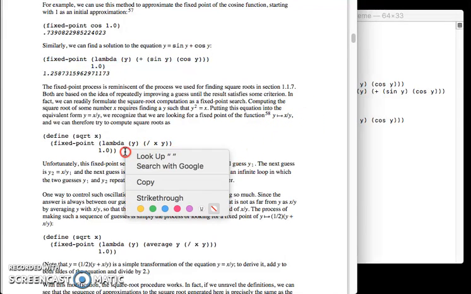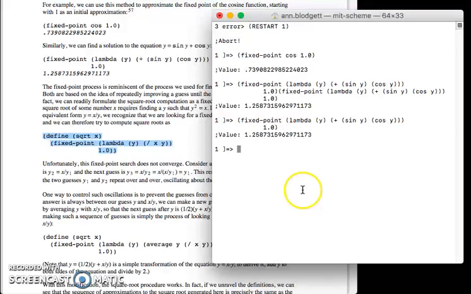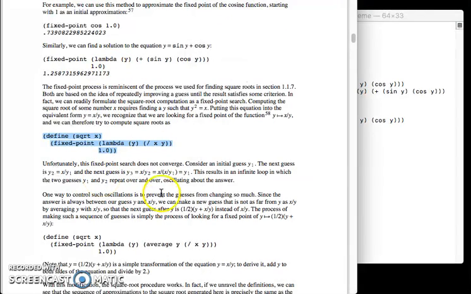Therefore, we can try to compute square roots as: define the square root of x to be the fixed point applied to the procedure that takes input y, that is x divided by y, with 1 as the second input. So, 1.25, and that is the same thing. Interesting.